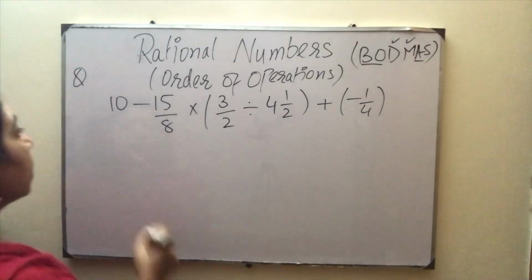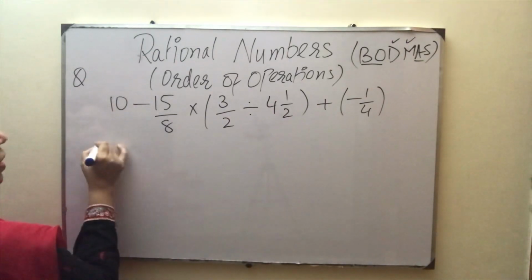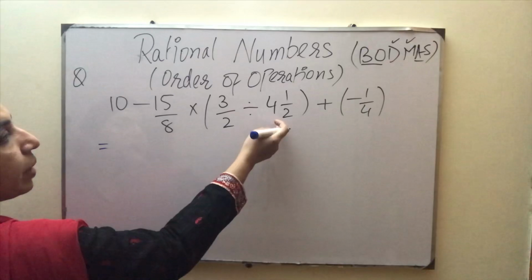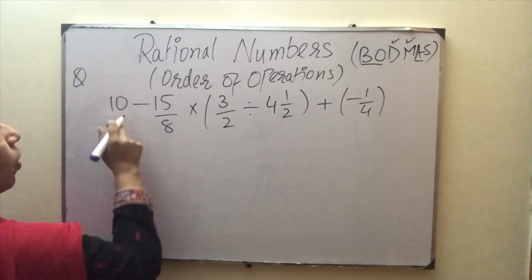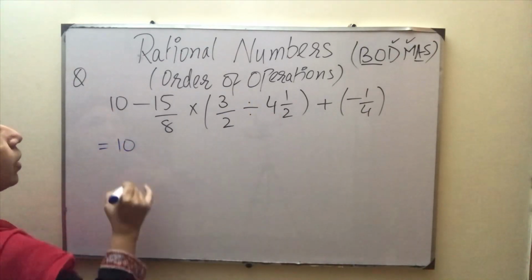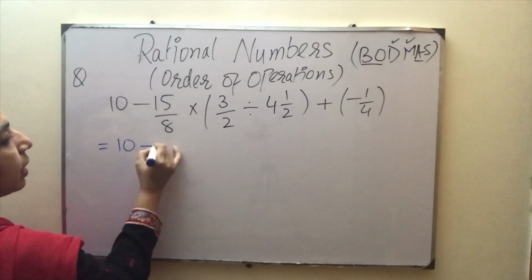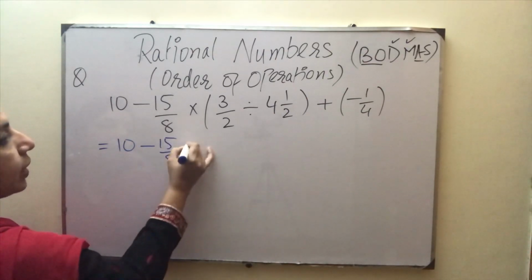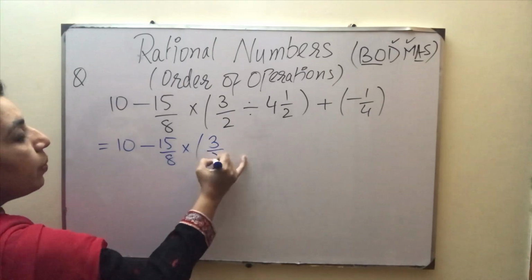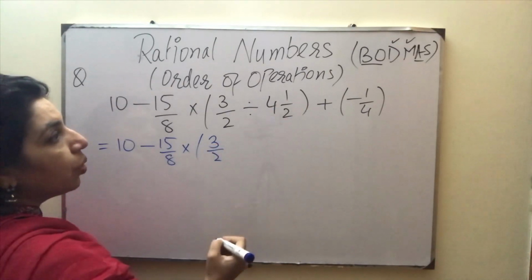So when I shall start the question, you can see there is a mixed number in it, improper fraction, proper fraction along with the whole number. I shall take this 10 as it is, minus 15 over 8 as it is, 3 by 2 will remain as it is. My target is to open the brackets.